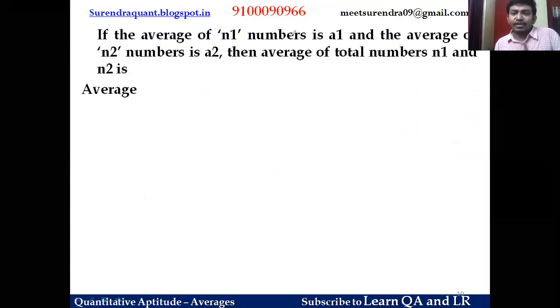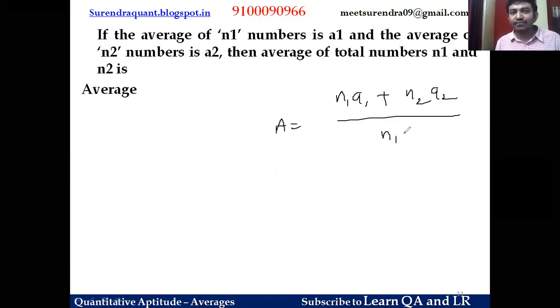Okay, now let us try to understand the way of expressing weighted average in terms of application. If the average of n1 numbers is a1 and the average of n2 numbers is a2, then what is the average of the total numbers n1 and n2 together? Friends, as we discussed in the second application, weighted average, that is n1 a1 plus n2 a2 divided by the sum of all the numbers, n1 plus n2. So this is the way of expression.